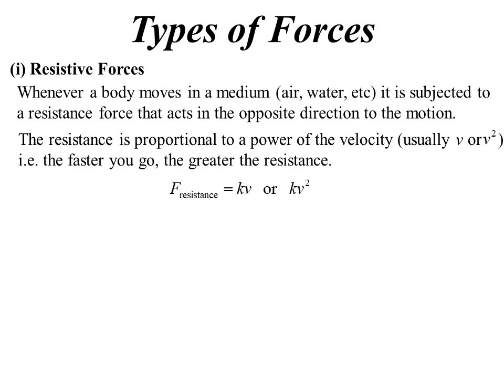So in other words, the faster you go, the greater the resistance. Imagine, I guess swimming is probably the easiest one to imagine it in when you're in the pool. Faster you go, the water provides more resistance as you swim. So it's generally going to be kV or kV squared, one of those two.